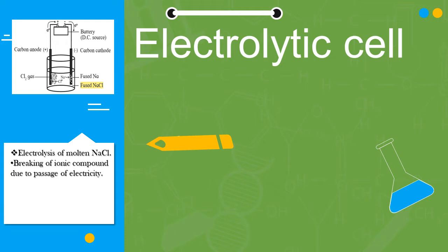Now let's study the construction of the electrolytic cell which is used for the electrolysis of molten NaCl. Please focus on the left top corner of the slide. Two graphite electrodes are immersed in a container which contains fused NaCl. These electrodes are attached to a battery. The electrode connected to the positive terminal of the battery will be the anode, and the electrode connected to the negative terminal will be the cathode.